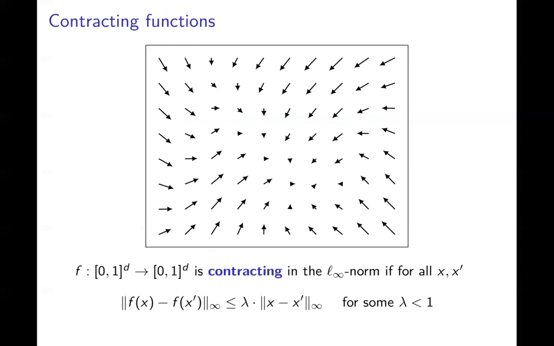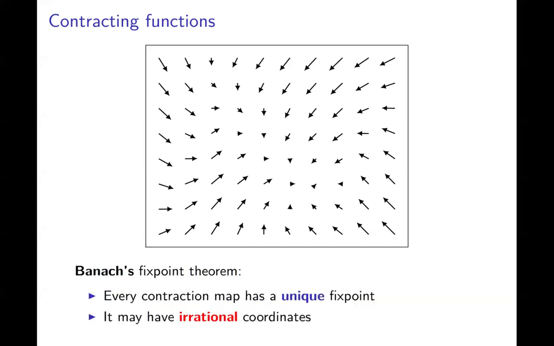Moving on to the second component of the monotone contractions, which is the contracting functions. These functions are defined from the unit cube in d dimensions, that the unit cube is mapped back to itself, and a function is considered contracting in the L-infinity norm if for any pair of points x and x prime, the mapping by f of these points is shrinking compared to their original L-infinity distances. Banach's fixed point theorem, which is defined on the contraction functions, states that every contraction map has a unique fixed point. However, the caveat in this case is that this fixed point might have irrational coordinates.